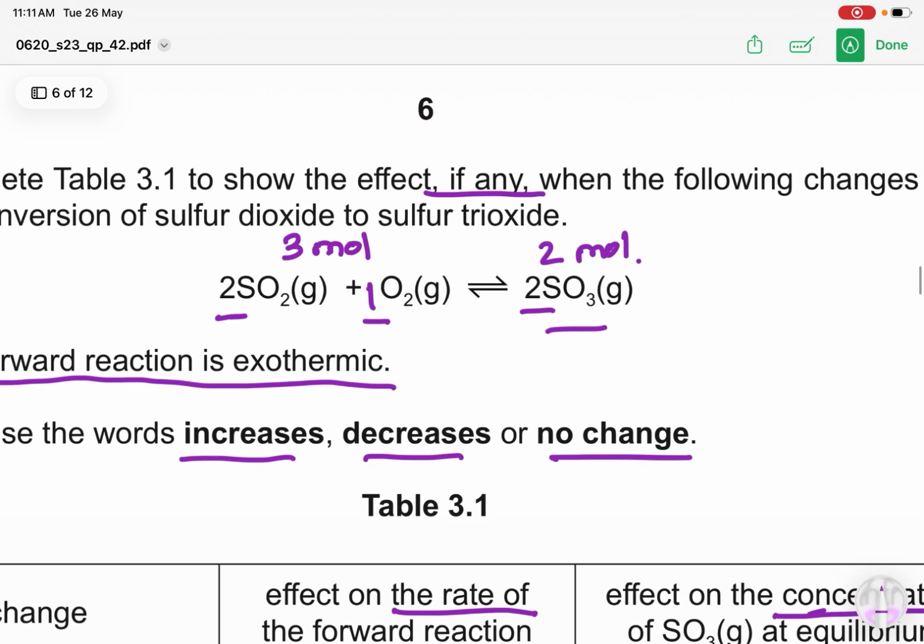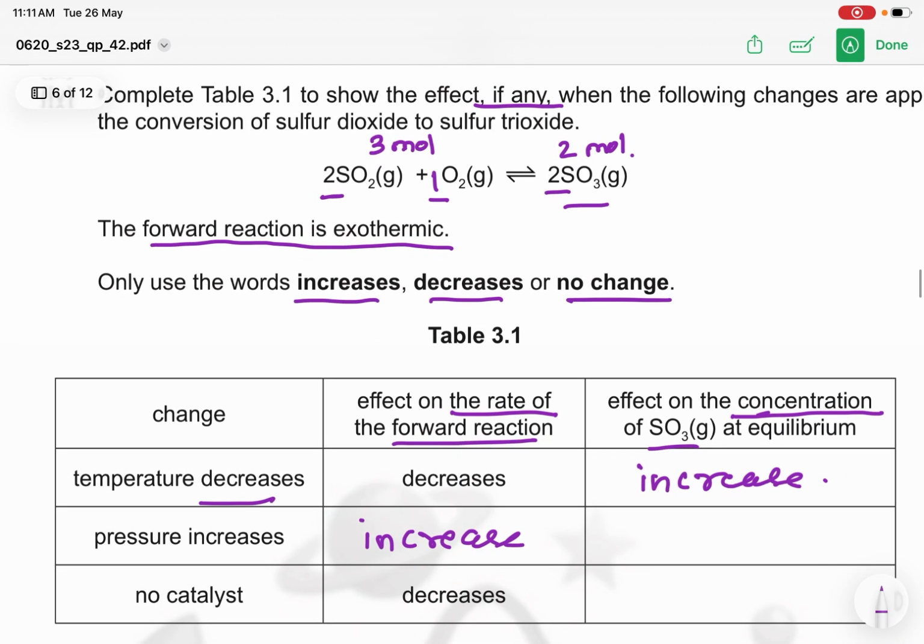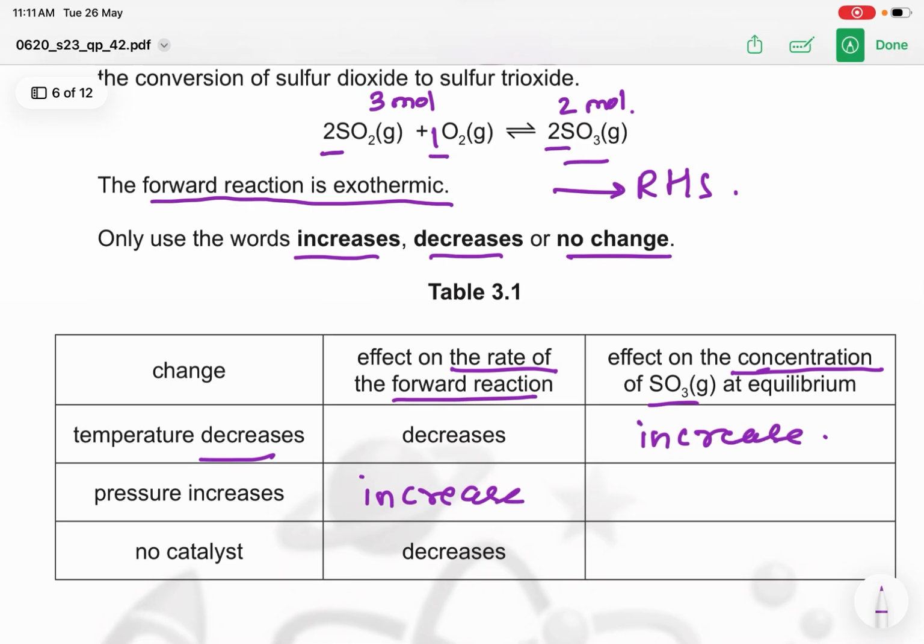Whenever the pressure is increased, the equilibrium shifts towards the side where there are fewer moles of gas. So here the equilibrium will shift towards the right hand side, that is the RHS, and hence the concentration of SO3 is going to increase. More of SO3 will be made or produced. So it will be increased here.